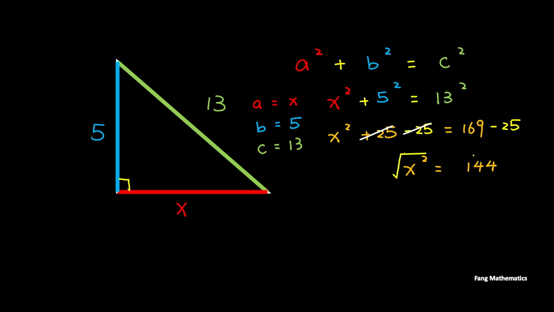So we apply the inverse operation, that is, the square root. On the left-hand side, the power 2 and the square root are eliminated, leaving you x. On the right, if you take the principal square root, that should give you 12. And now we have successfully determined that the length of the red side is 12.